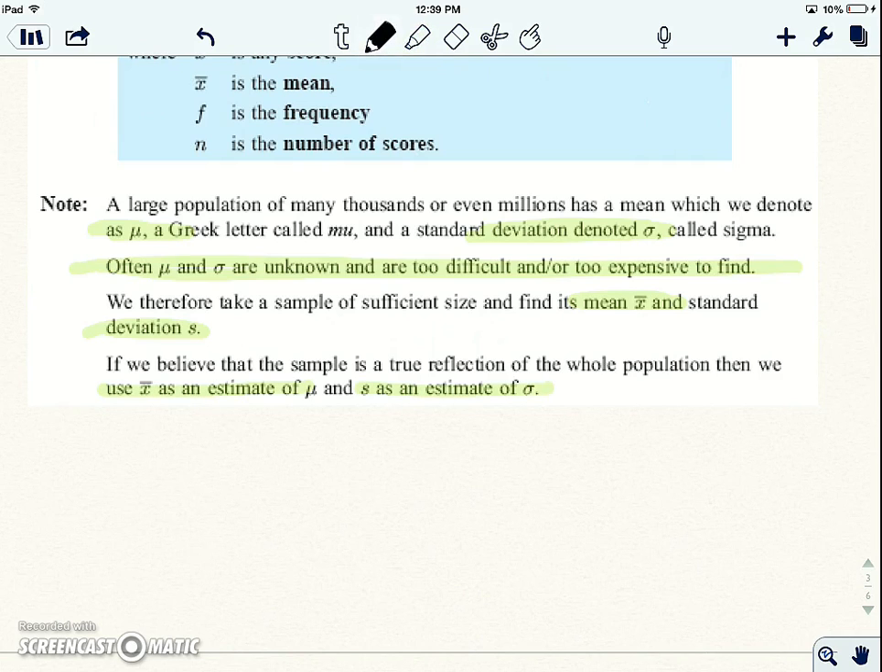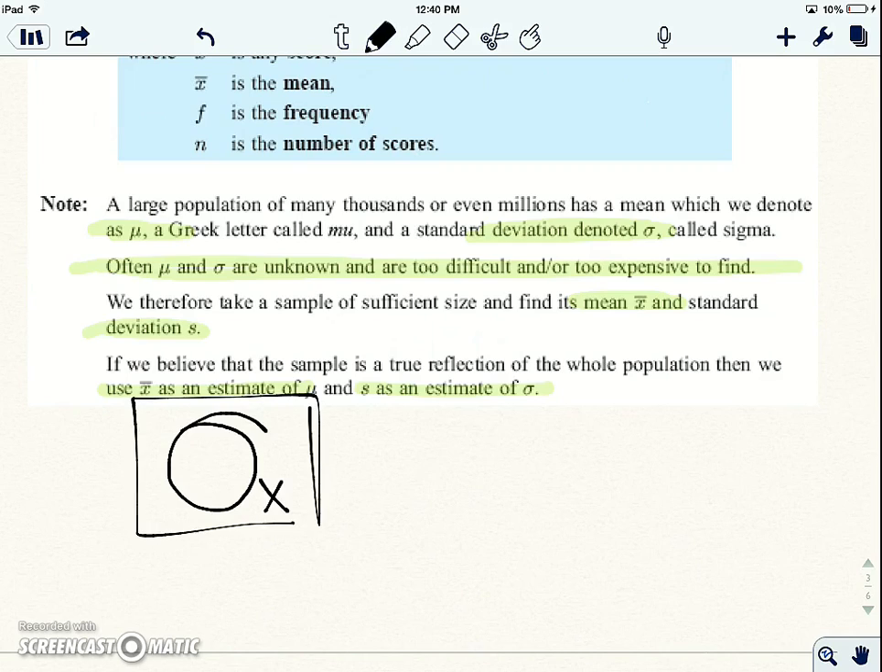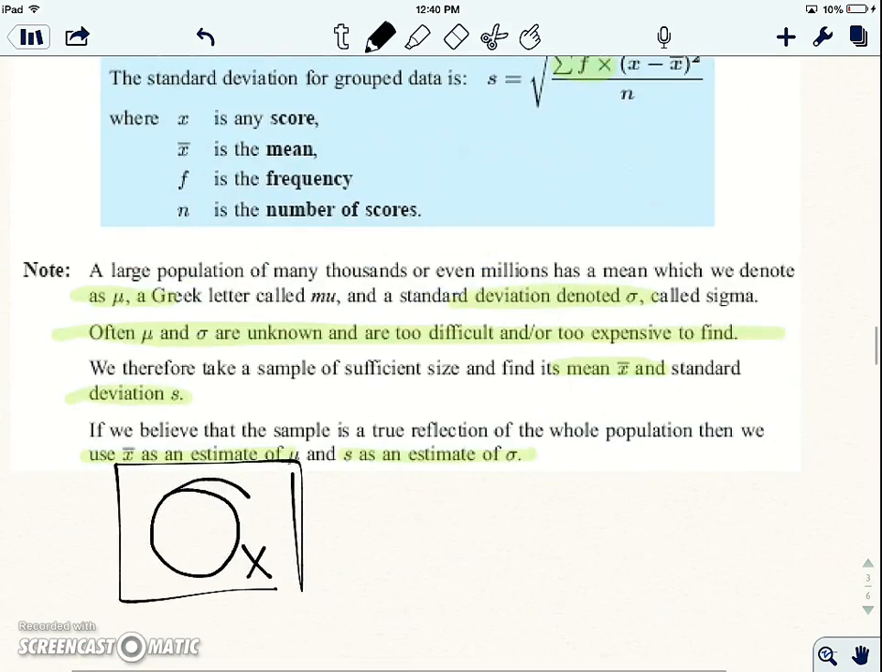We will talk about this in class, but for our class, so IB doesn't want you to get confused, we'll always use sigma or sigma of x, and we'll talk about that in class. All right, let's go back to the group discrete data.